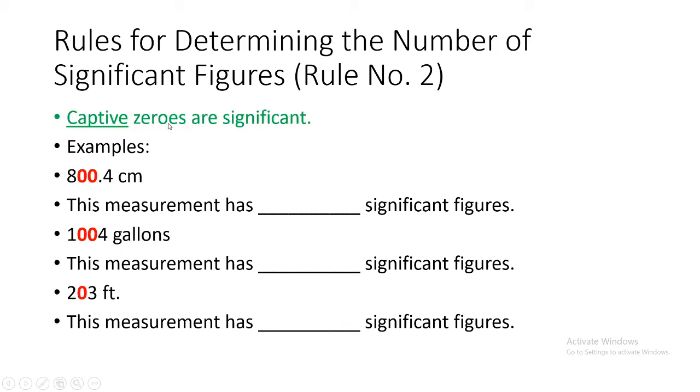Here we have captive zeros. Captive zeros are significant and do count. So you have 2 zeros here, but they're going to count. So we have 4 significant digits right here. Okay. So this measurement has 4 significant figures. This one also has 4, and this one has 3. Okay. All right.